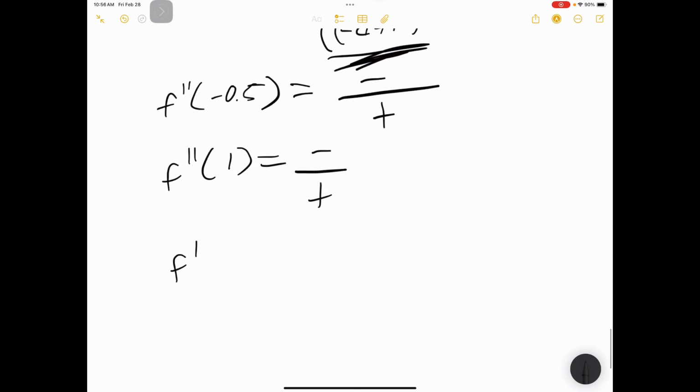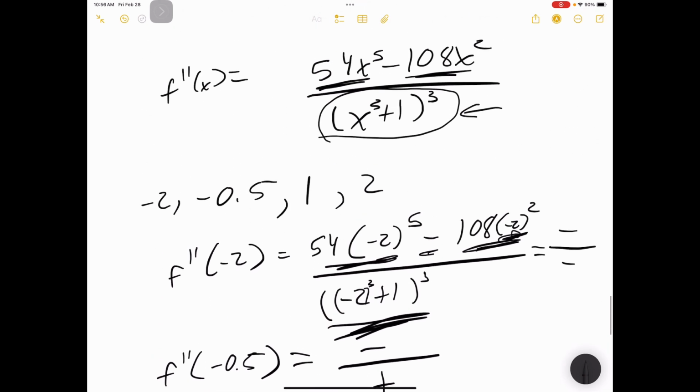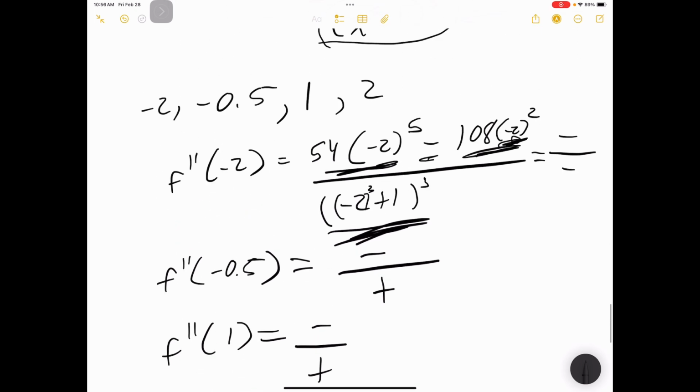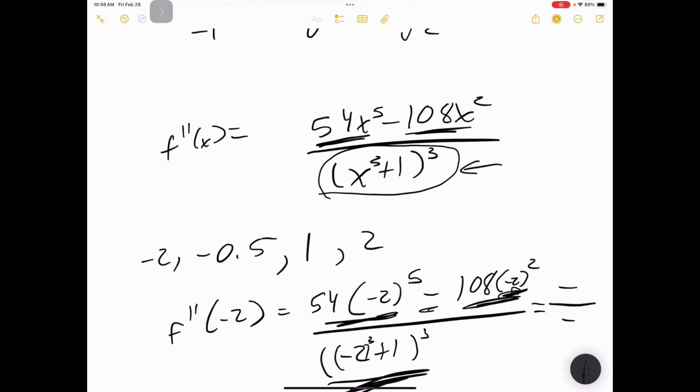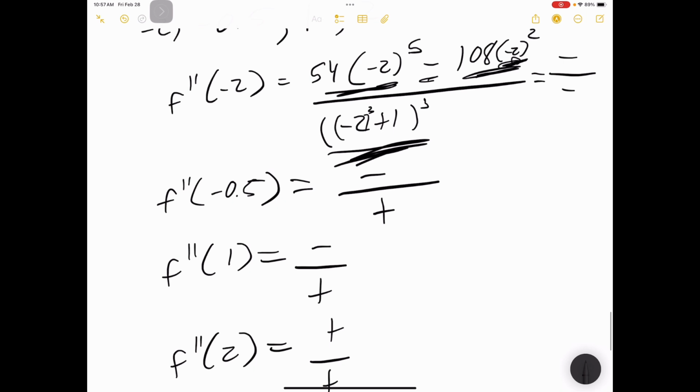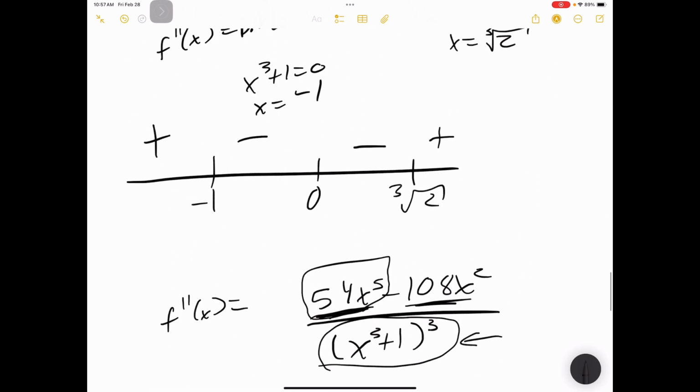Lastly, we want to look at f double prime of 2, positive 2. The denominator, again, we're plugging a positive number into a positive function, so we're going to have a positive denominator. And then the numerator, 54 times 2 to the 5th minus 108 times 2 squared. This one's a little bit tougher, but 2 to the 5th is much bigger than 2 squared. We're going to end up with a positive minus a smaller negative, which is going to be positive over positive. And so we're going to get a plus sign over here.